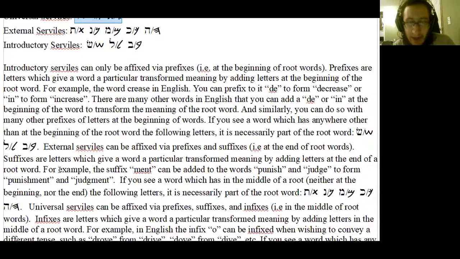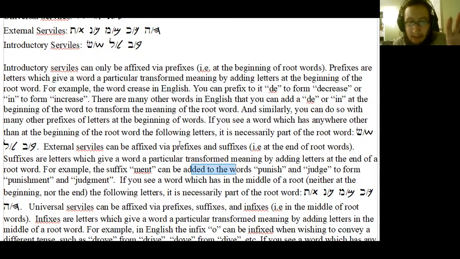I give the example for a suffix. For example, the suffix -ment in English, M-E-N-T, can be added to the words punish and judge to form punishment and judgment. A similar thing happens in Hebrew where you add one letter or even more than one letter. Sometimes you have two letter combinations, just like in English, where you prefix two letters or you suffix two letters, and those always have a specific meaning.